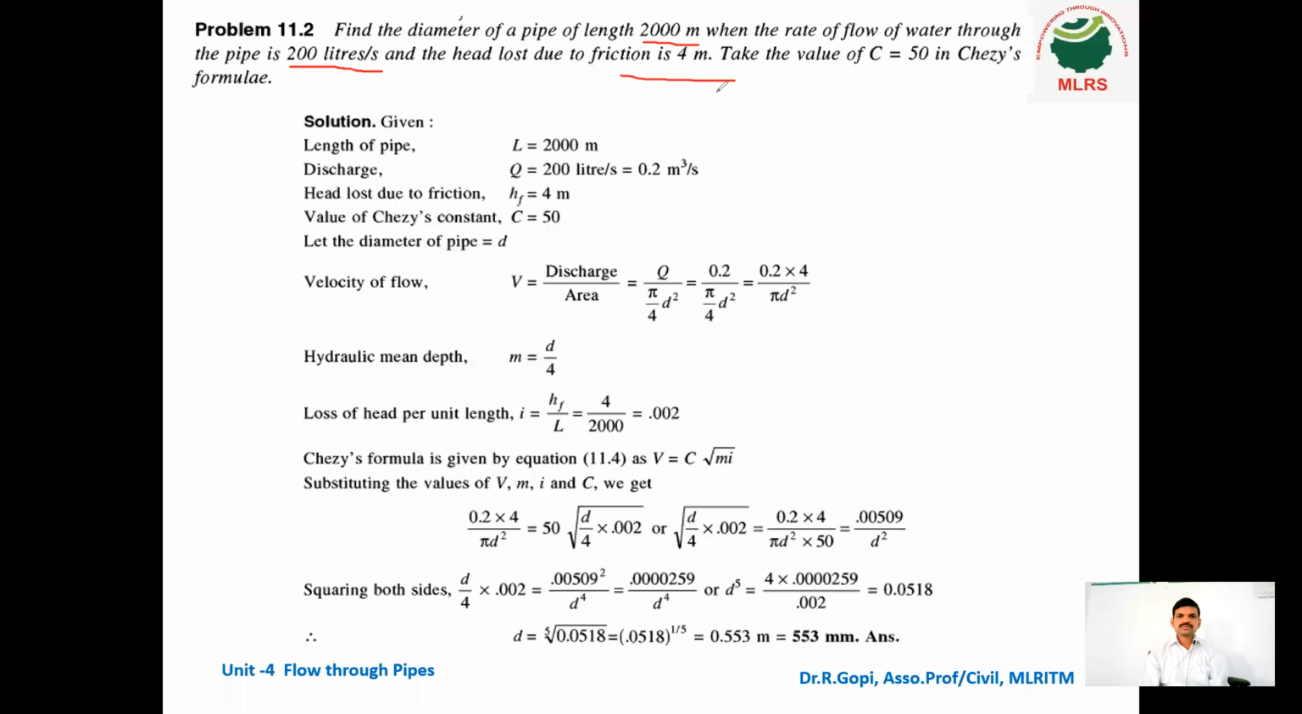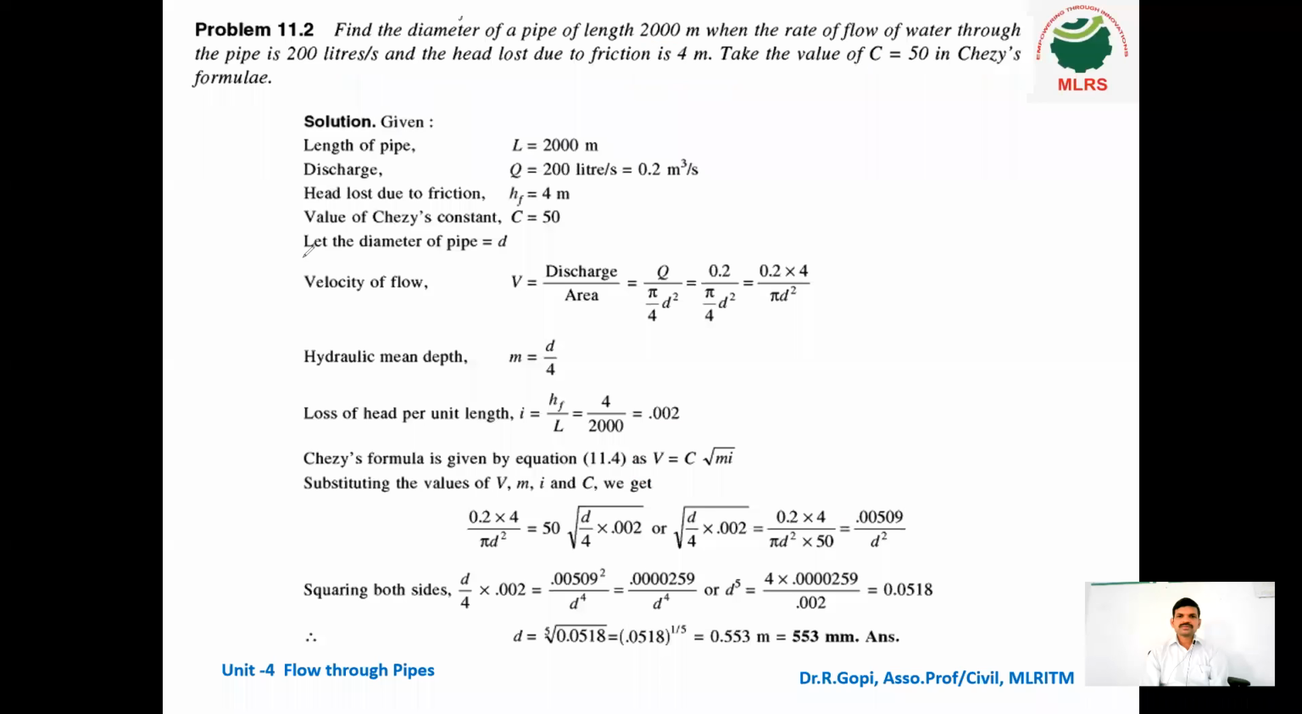So here in this formula, HF is given in the question, head loss due to friction. Take the value of C equal to 50 in Chezy's formula. Here they didn't mention any Darcy's formula, so forget about Darcy's formula. So V is equal to C root mi. This is the Chezy's formula. Remember this formula only.